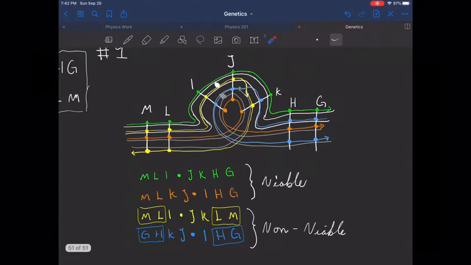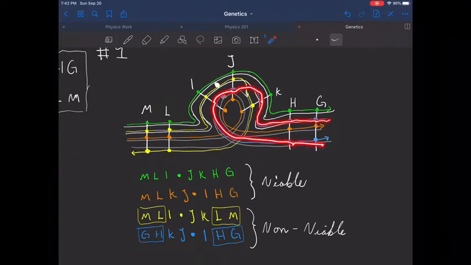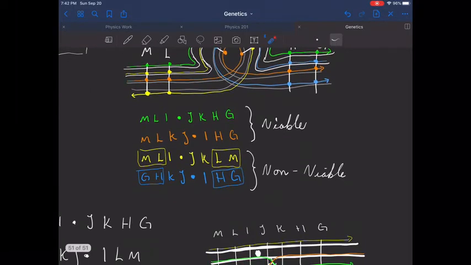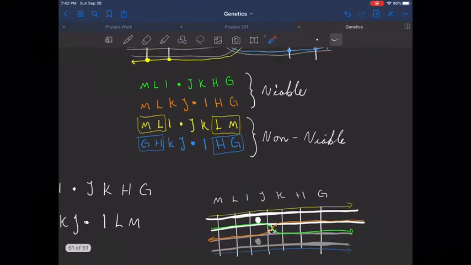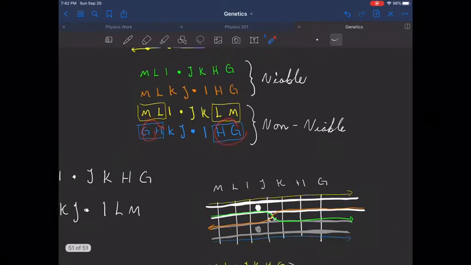For the blue chromosome, we start over here, we get G, H, K, crossover, J, I, H, and G once again. Since we have repeated alleles in these two chromosomes, they become non-viable.